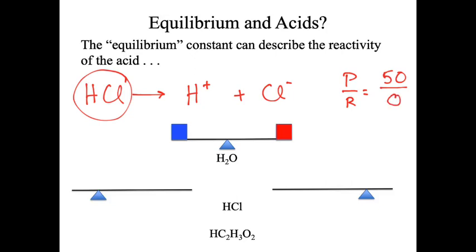One or zero. It's a limit, okay? It's as close to zero as we can humanly get, which means we're taking 50 and we're dividing by an infinitely small number. What's the end result? It's an infinitely large number. So for HCl, we're getting tons of products. Our equilibrium value is massive.